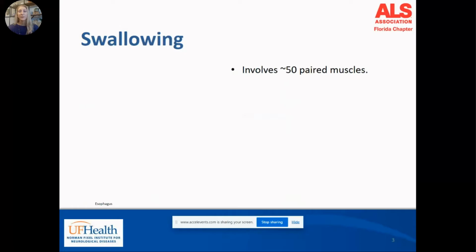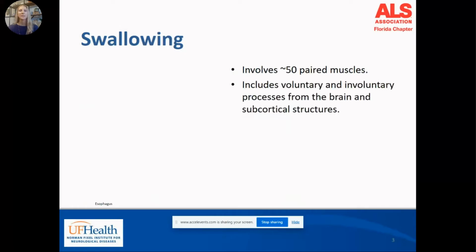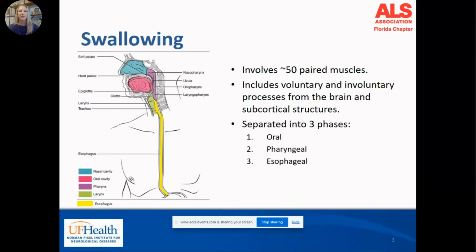Swallowing involves about 50 paired muscles, and these are both voluntary and involuntary processes from the brain and the subcortical structure. Typically it's thought that the oral phase is more volitional, you have more control over that, whereas the pharyngeal phase is more involuntary. Once the process starts, your brain stem just kind of takes over for an automatic process. Swallowing is separated into 3 phases: the oral phase, or the mouth, the pharyngeal phase, the throat, and the esophageal phase, the esophagus leading down into the stomach.